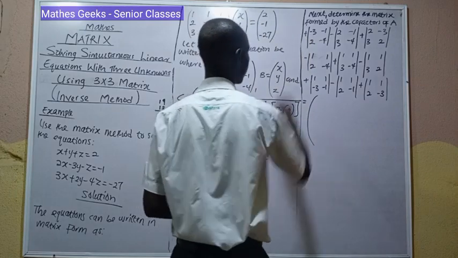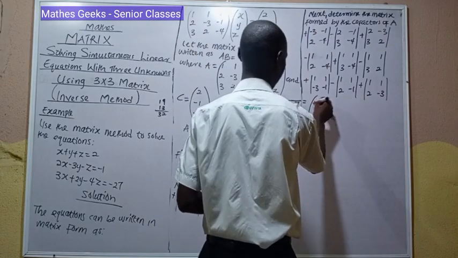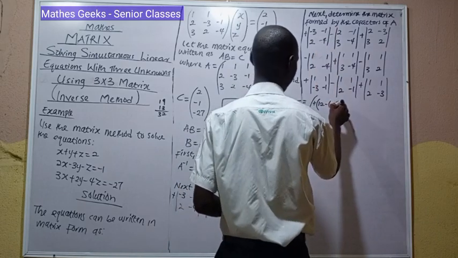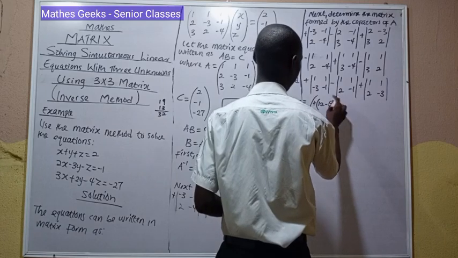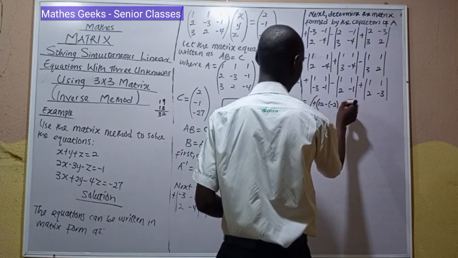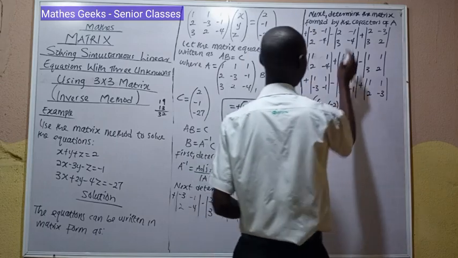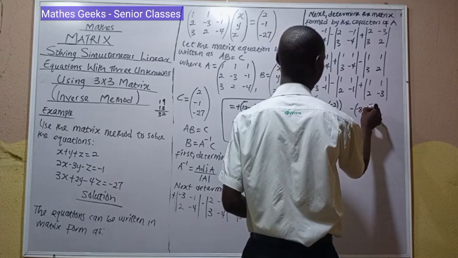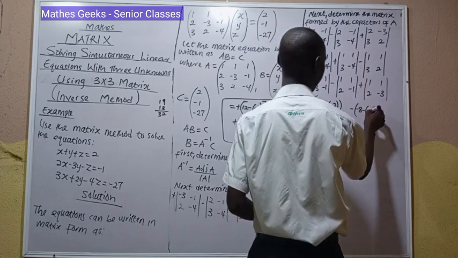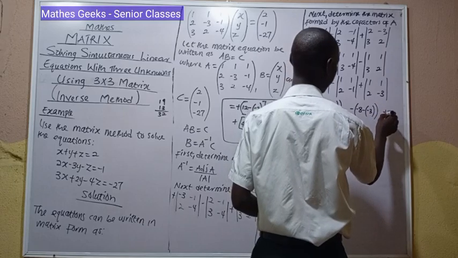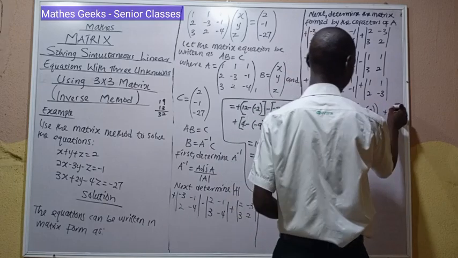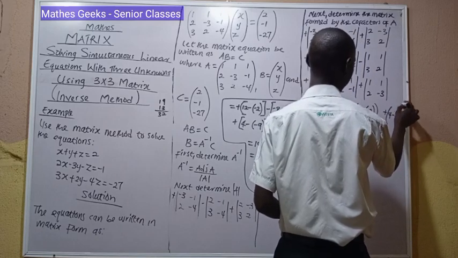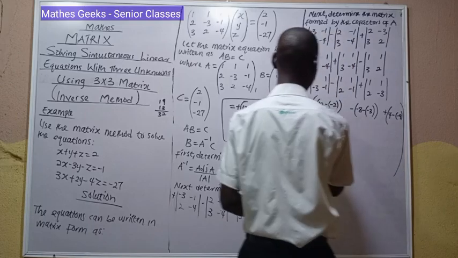Okay, so minus 3 times minus 4 plus has 12, minus 1 times 2 minus 2, minus 2. Minus 2 times minus 4 is minus 8, minus 1 times 3 is minus 3, plus 2 times 2 is 4, minus 2 times 3 is minus 9.